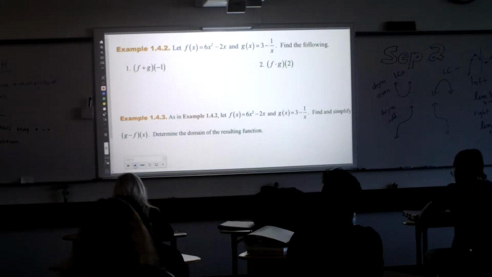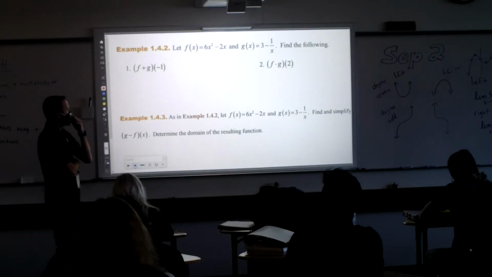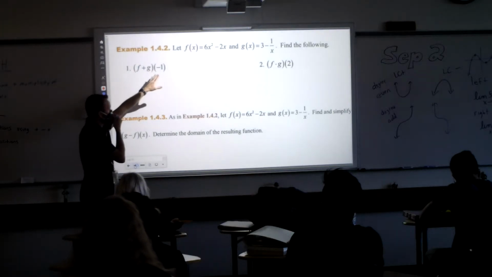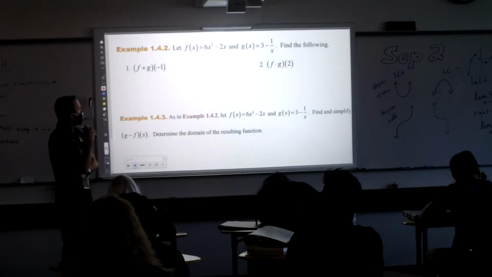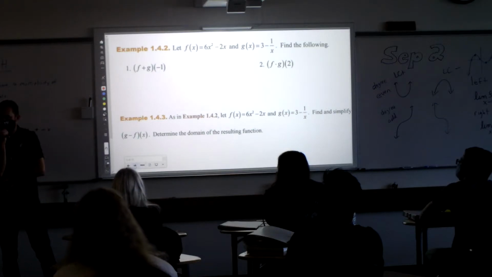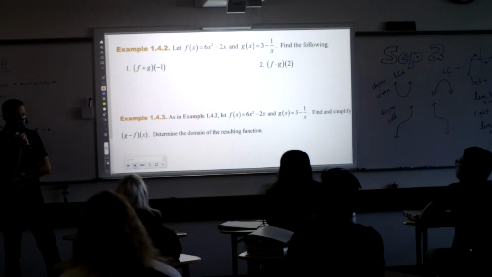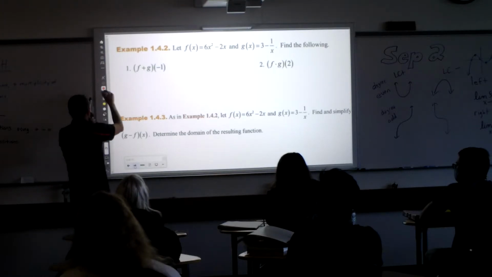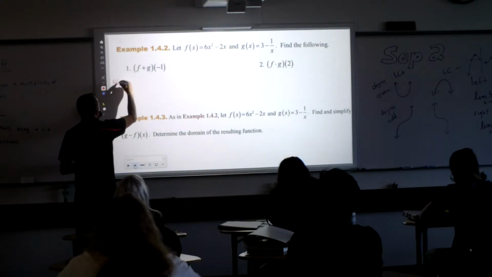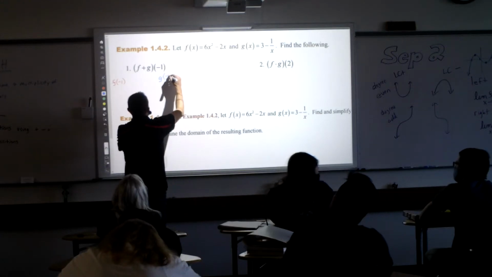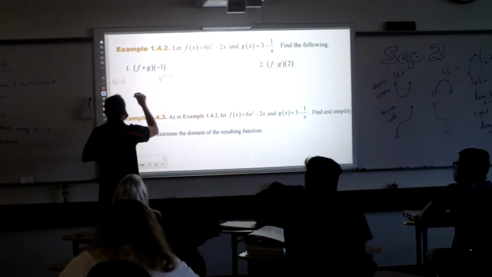All right, so let's do this one. I've got f of x is 6x squared minus 2x, and g of x is 3 minus 1 over x. All right, so let's look at this. What is this telling us to do? F plus g of negative 1. First off, what are we plugging in for x? Negative 1. And then what are we doing with the two functions f and g? Good job. So why don't we start by figuring out, okay, what is f of negative 1? And also what is g of negative 1? And then we're just going to add those together, okay?